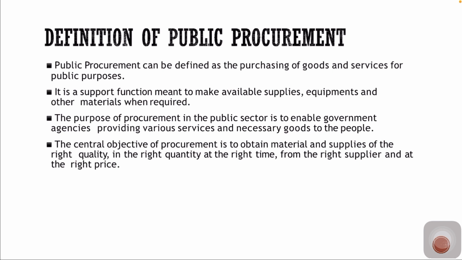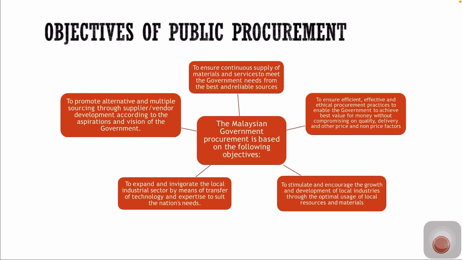So the main objective of the procurement is to obtain the material and also supplies of the right quality in the right quantity at the right time for the right supplier and also at the right price. So untuk public procurement ni sangat penting bagi kerajaan untuk first thing first untuk kaji harga pasaran sebelum dia membuat sesuatu urus niaga ataupun membuat sesuatu pembelian. So perlulah orang kata apa kualiti yang terbaik pada harga yang munasabah dan juga harga yang berpatutan. So dalam arti kata kita kata best value for money. So itulah public procurement.